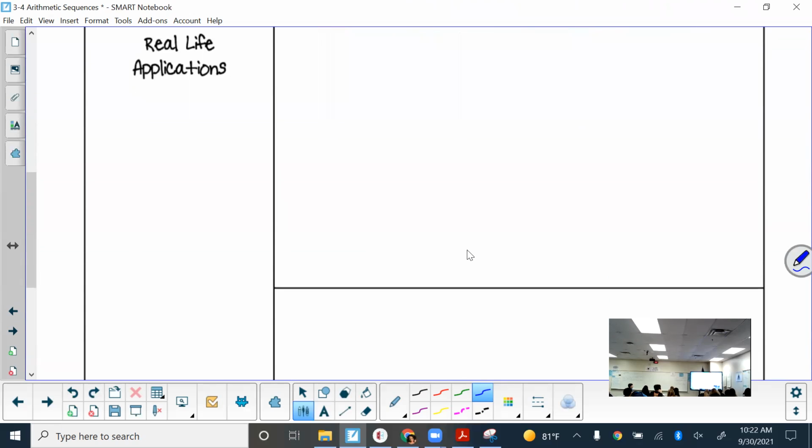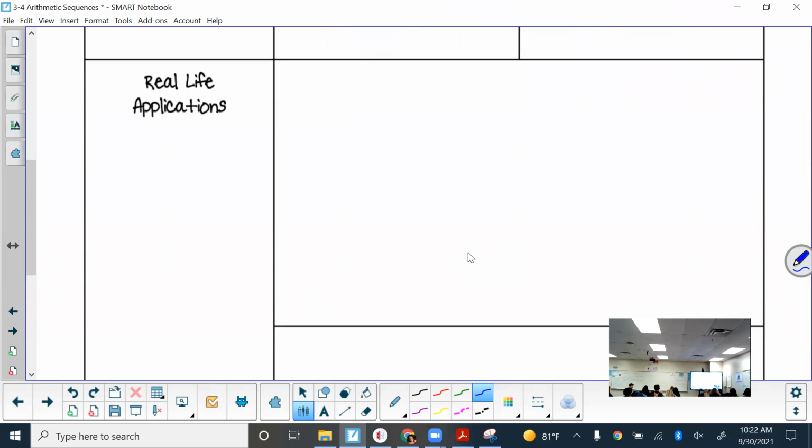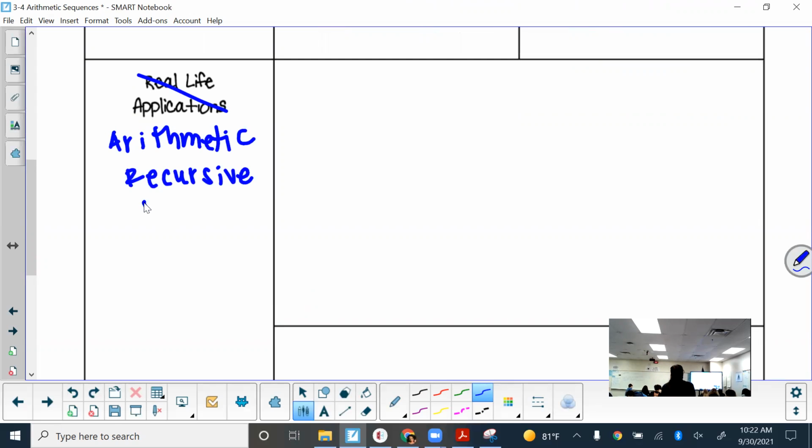Down here, we need to also talk about the recursive formula. So I changed this on your paper to say arithmetic recursive formula. So that's already written what I'm writing right now. But it's still the same concept. You're still replacing the common difference and your first term, but it asks you that on the test. So just make sure that you can do it on your test.